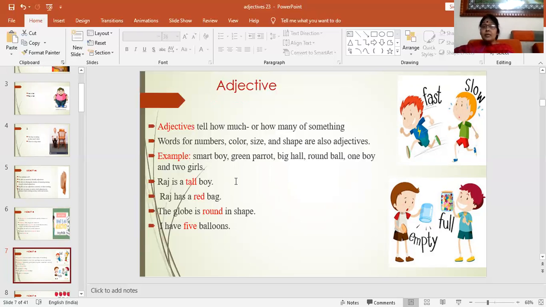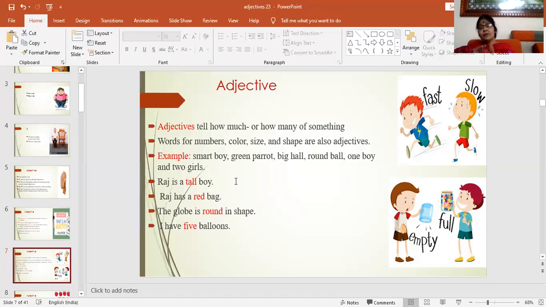We also know that words of numbers, color, size, shape are also adjectives. For example, smart boy, green parrot. Parrot is a noun. We're giving some more information. Boy is a noun. We're giving a little more information saying that smart boy, right? Ball is a noun.